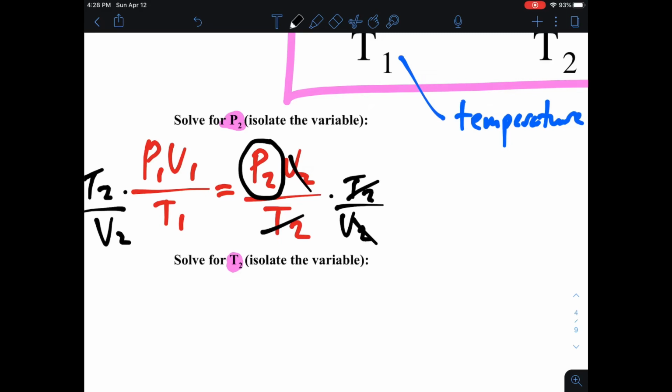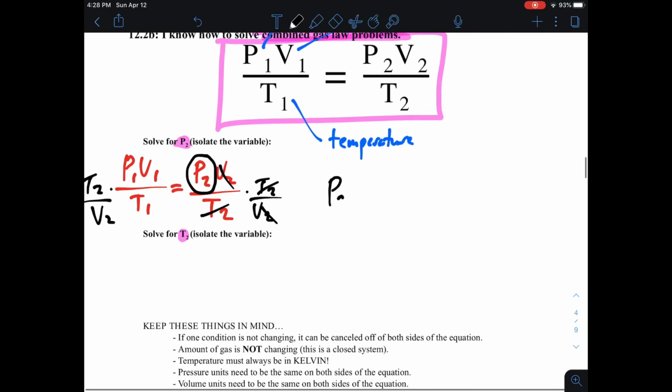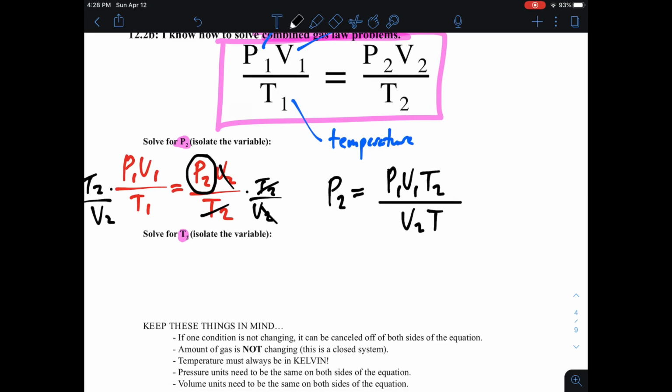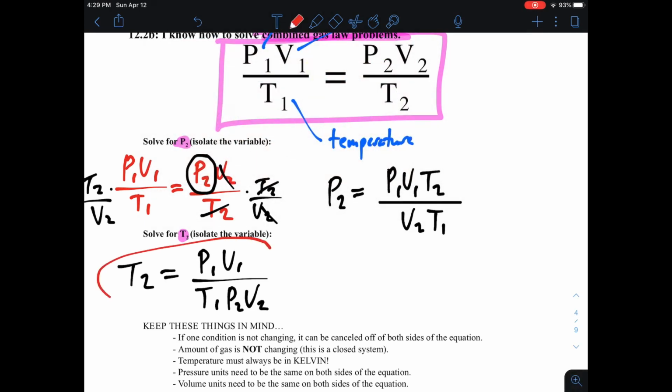Oops, V2. So now I'm going to clean this up a little bit. If we take P1 times V1 times T2 divided by V2 times T1, that equals P2. That's isolating P2. Okay, and hopefully you tried it on T2 as well. I will bet that at least some of you may have made a mistake on this one. Some of you may have solved for T2 and you got something like this. If you got this answer, I know why you got it, but it's actually not correct.